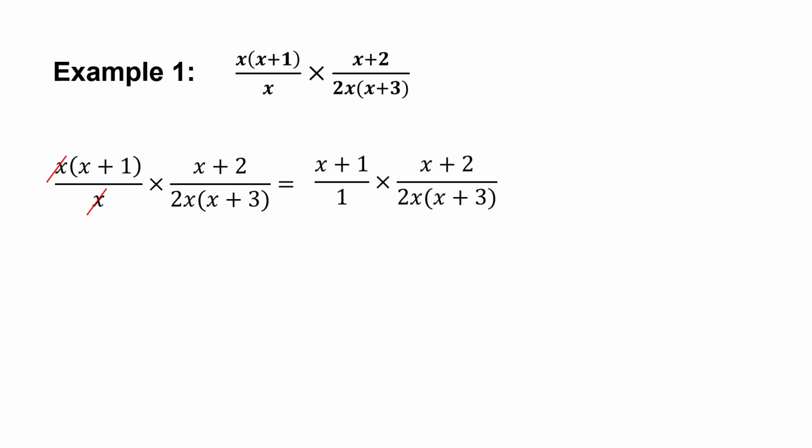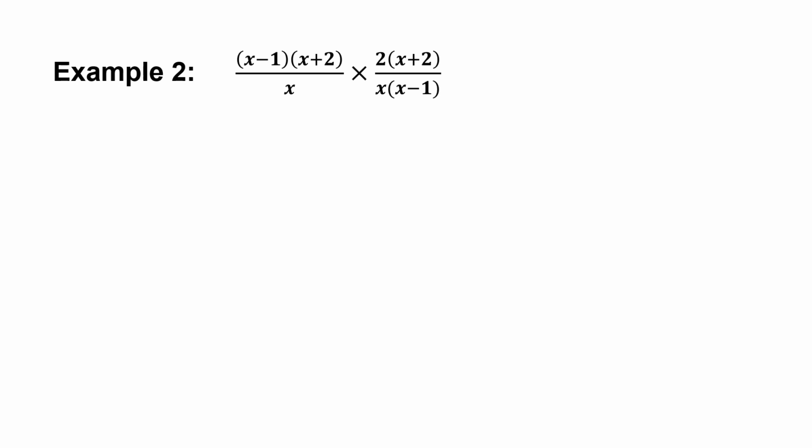So now that we've done this, we get x plus 1, and I've written over 1, but you could also just leave it as x plus 1, times x plus 2 divided by 2x times x plus 3. Now that it's simplified, we can perform the multiplication. So when we do this, we're going to have (x plus 1) times (x plus 2) divided by 2x times (x plus 3).